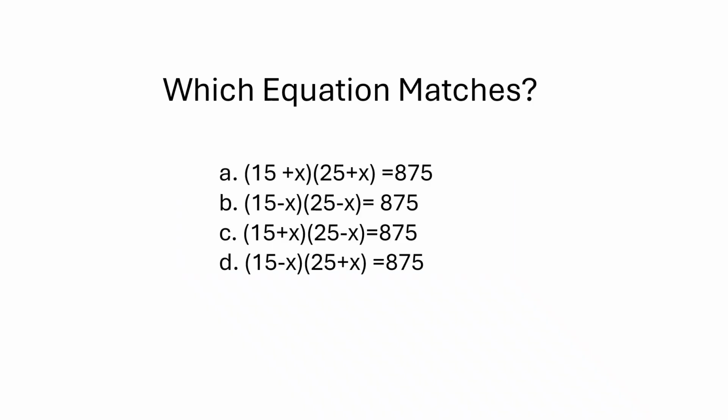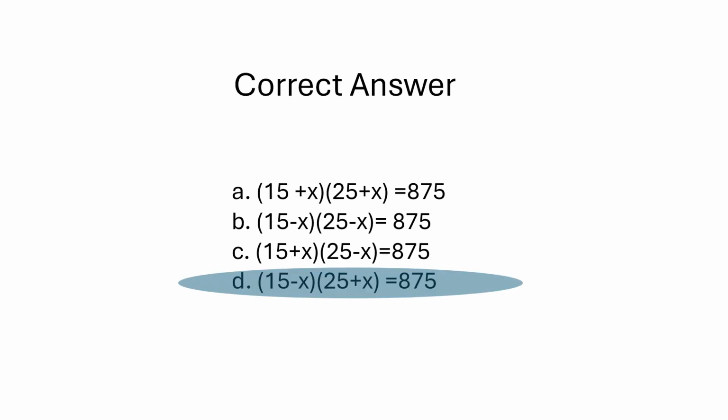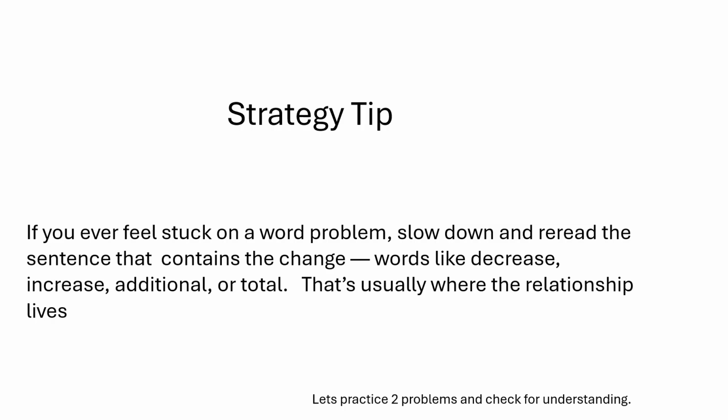Take a few seconds and decide which answer choice matches the structure we built. If you identified 15 minus x and 25 plus x, then the correct answer choice is D. Now notice what we just did. We didn't expand the equation. We didn't pull out our calculator. We did not solve the equation.